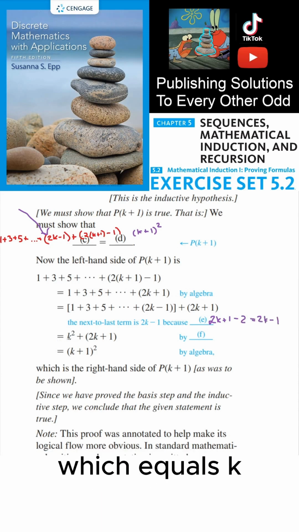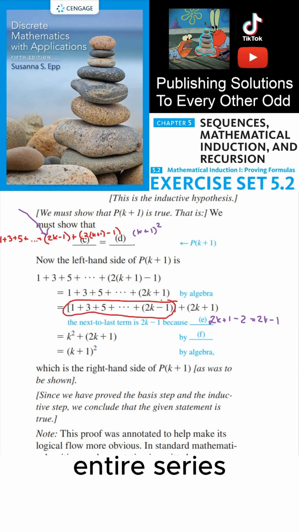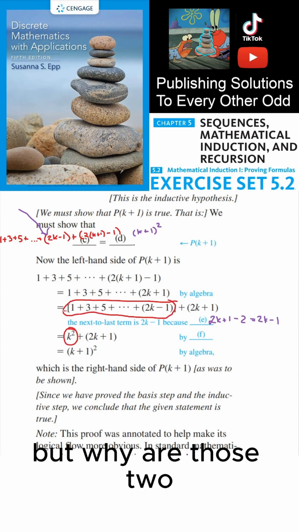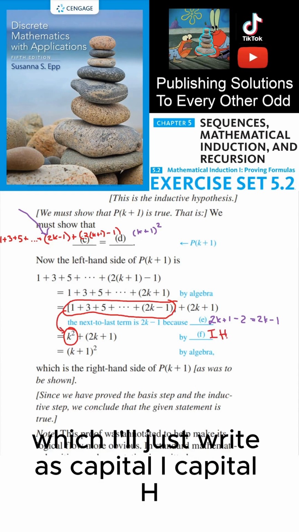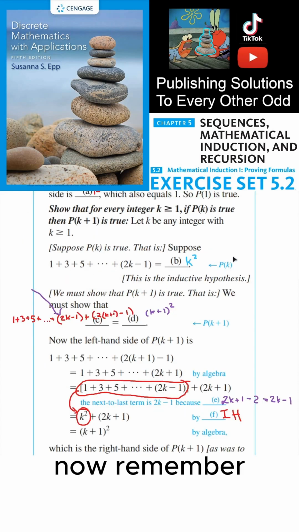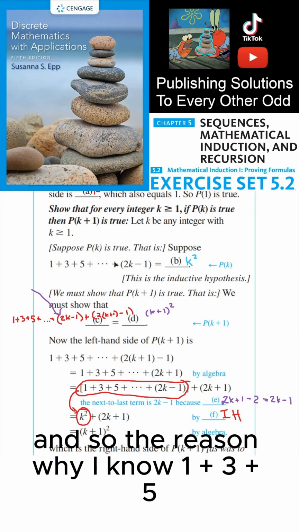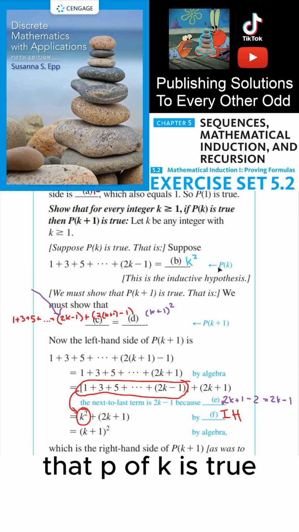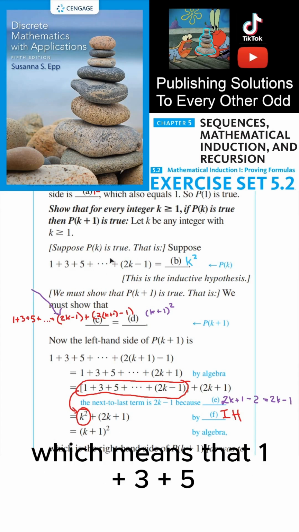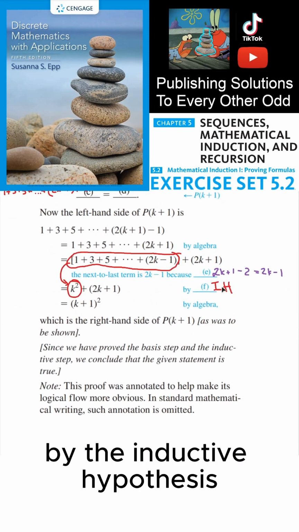Okay, the next line says, which equals k squared plus 2k plus 1. Notice here that the author replaced this entire series with just k squared. But why are those two equal to each other? This is because of the inductive hypothesis, which I'll just write as capital I, capital H. Now remember, the inductive hypothesis is the statement P of k. And so the reason why I know 1 plus 3 plus 5 all the way to 2k minus 1 equals k squared is because we get to assume that P of k is true, which means that 1 plus 3 plus 5 all the way up to 2k minus 1 equals k squared is true. We get to assume that's true by the inductive hypothesis.